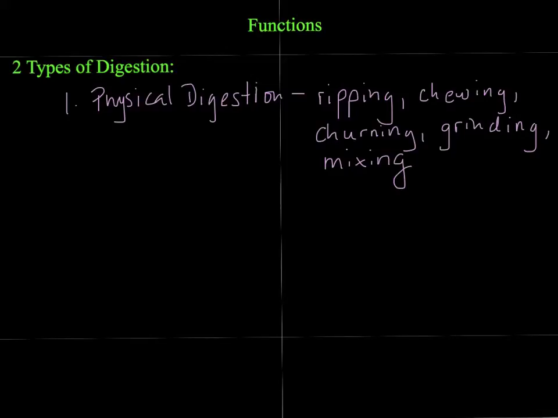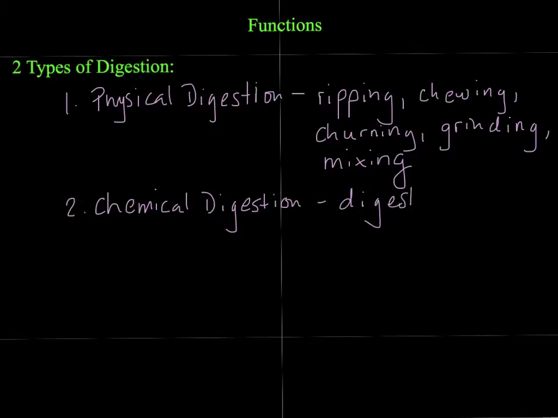The second type of digestion is chemical digestion. In chemical digestion, digestive secretions, which we'll talk about in a later lecture, break down food.